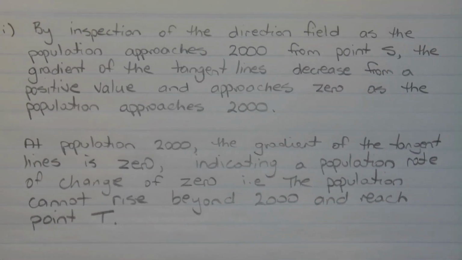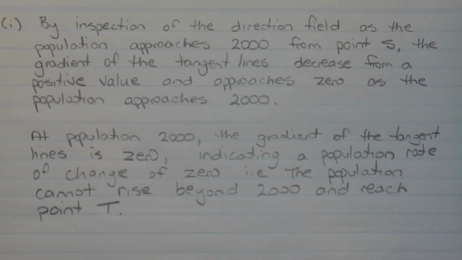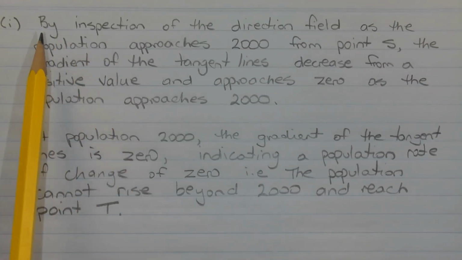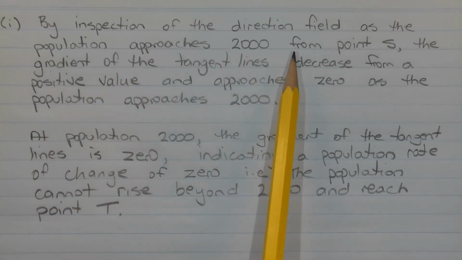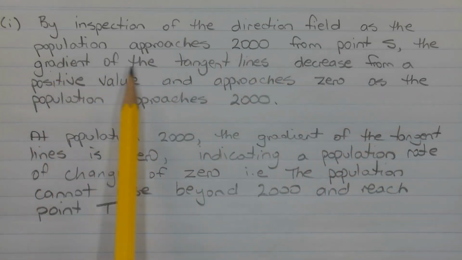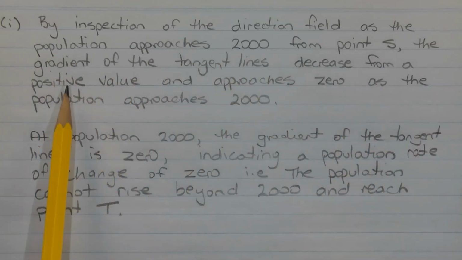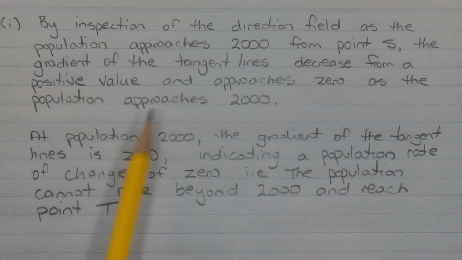So I've supplied a little bit of extra detail here, but I'll go through it. By inspection of the direction field, as the population approaches 2000 from point S, the gradient of the tangent lines decreases from a positive value and approaches 0. At population 2000, the gradient of the tangent lines is 0, indicating a population rate of change of 0. In other words, the population cannot rise beyond 2000 and reach point T.